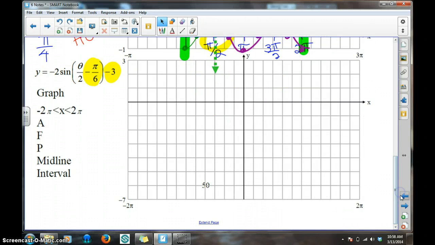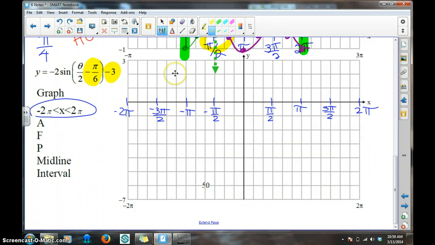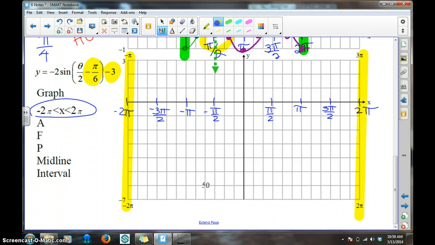Okay, one more time, moving on to this last one. Okay, again, I've labeled first my domain from negative 2 pi to positive 2 pi. Next, I'm going to highlight or mark off the domain that I should be graphing. It's a pretty wide domain. And then I'm going to draw in my fake axes. This time I've got 2 of them.